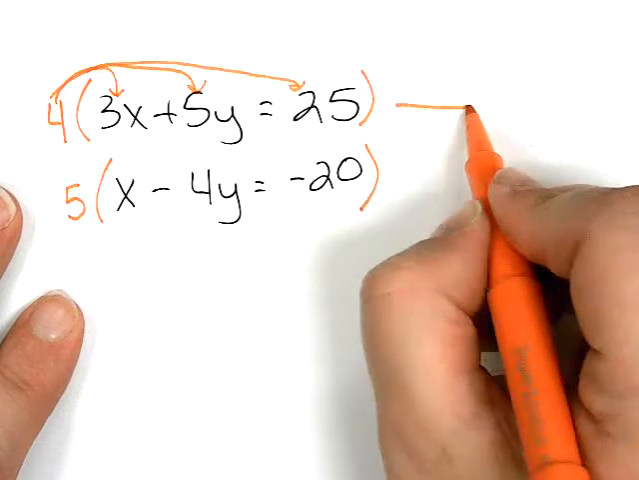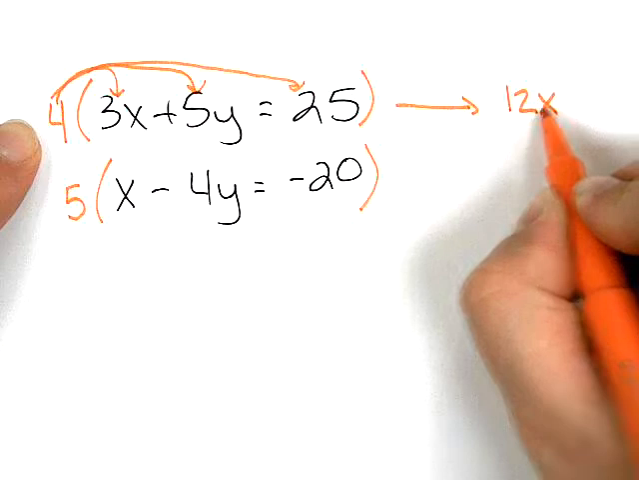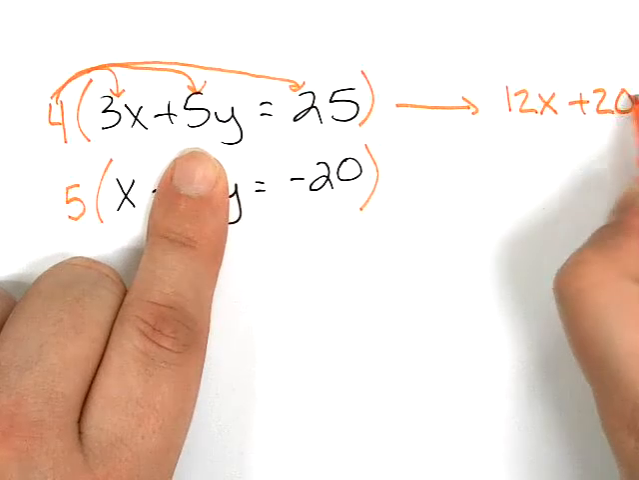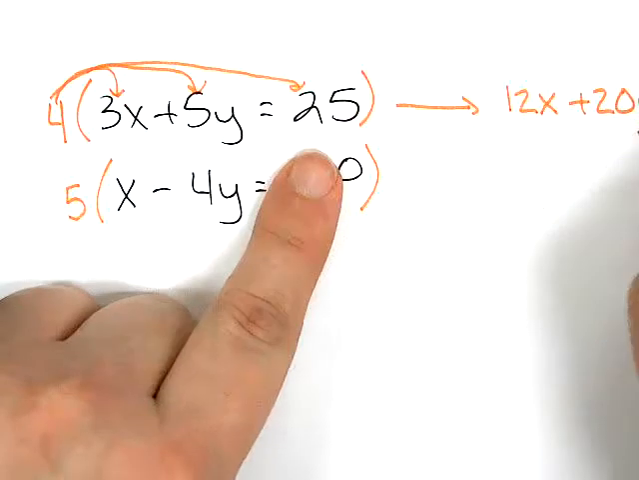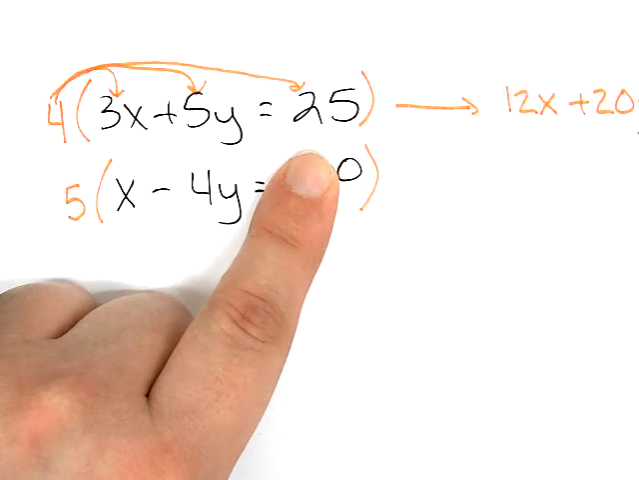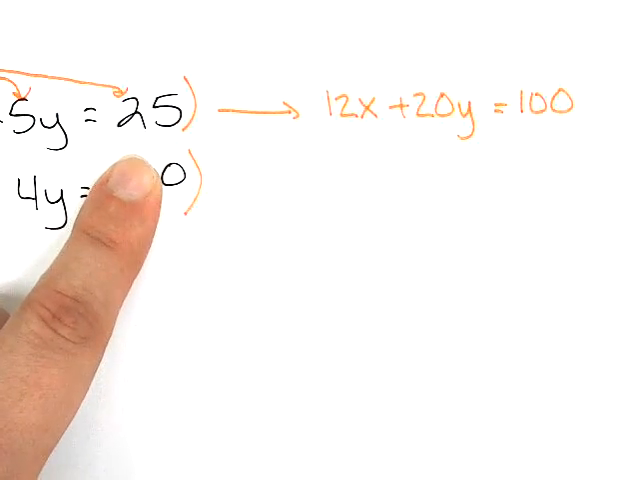Okay, I'm going to rewrite my new equation over here. So 4 times 3x gives me 12x. 4 times 5y gives me 20y. And 4 times 25 gives me 100. Can you guys see that? There we go. 12x plus 20y equals 100.